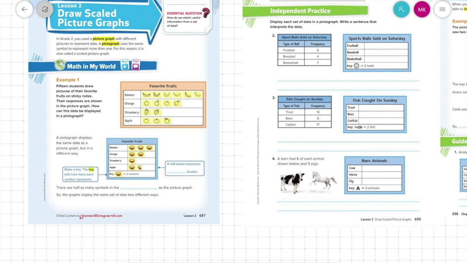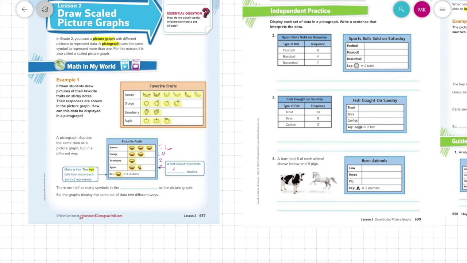Make a key. The key tells how many of each symbol is represented. So we see that there is a basket that equals 2 students. So we have 3 baskets for banana, which equals 6 students. We have 2 for oranges, which equals 4 students. Strawberries is 2. An apple would be 3. So a half basket equals 1 student.